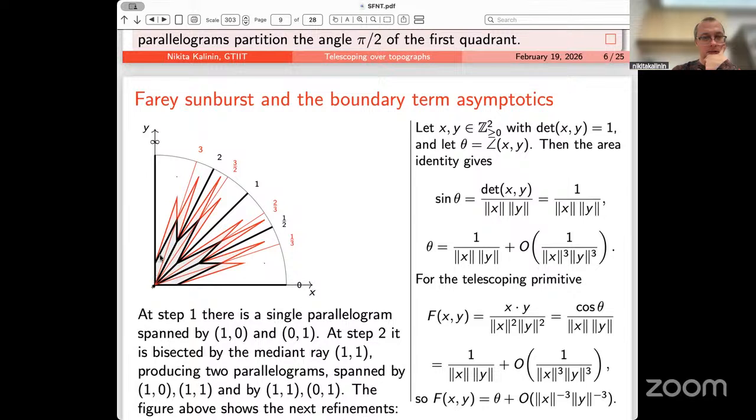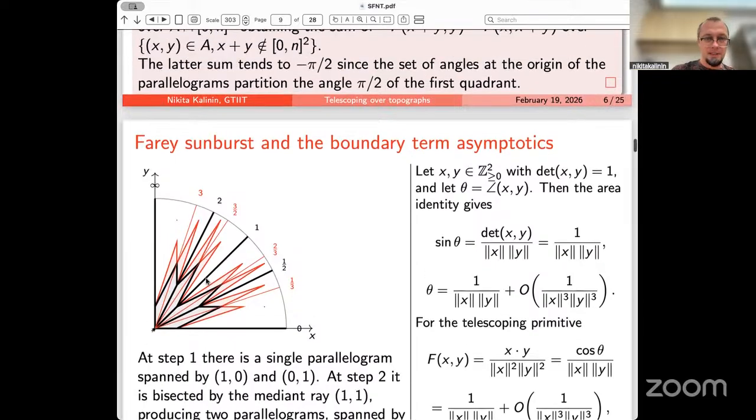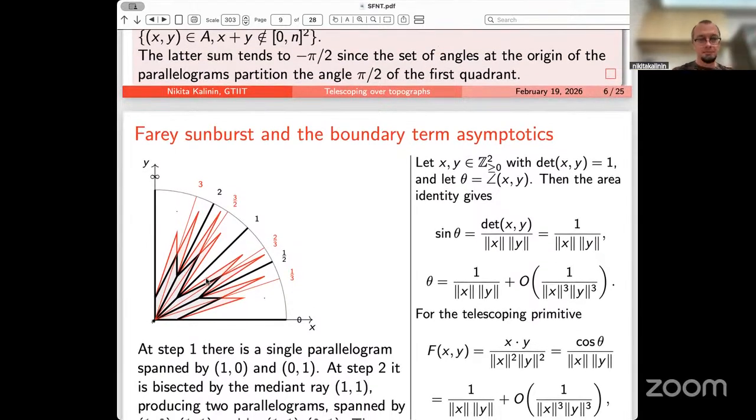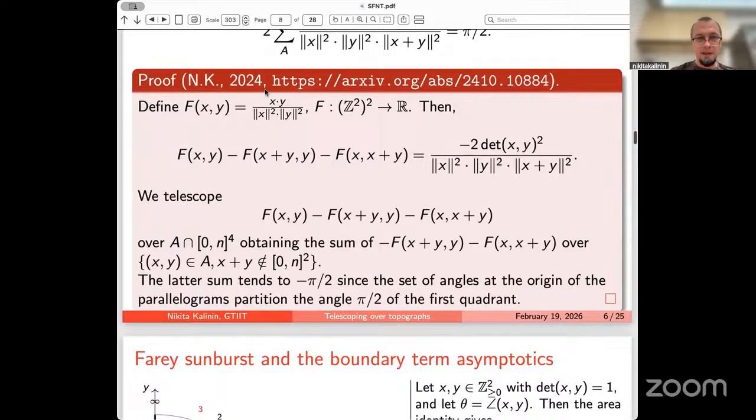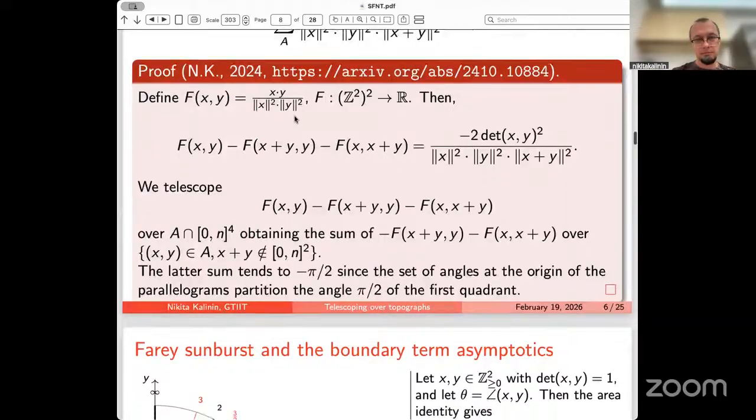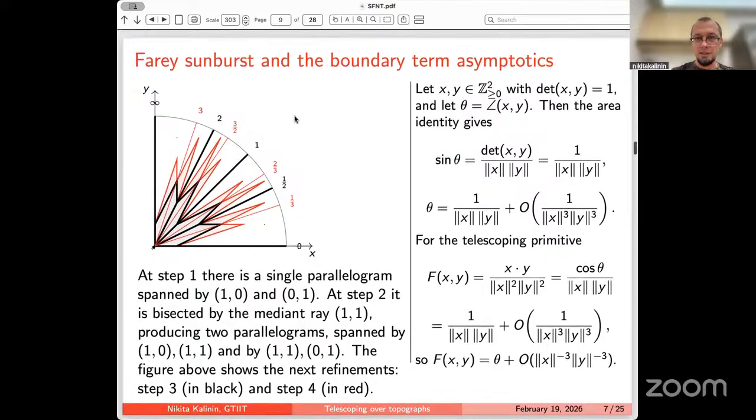And so each generation of parallelograms just spans the whole angle here. They tile the angle. And now we just need to compute that the function f for such a thin parallelogram is equal to the angle of this parallelogram. So let's see how to do it.